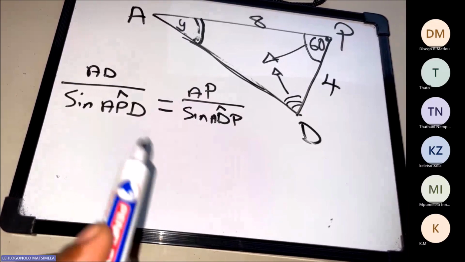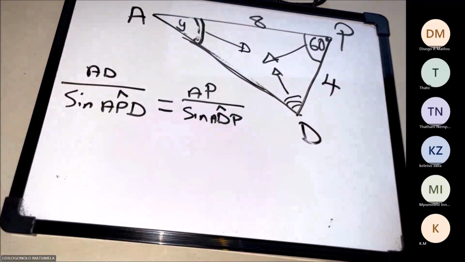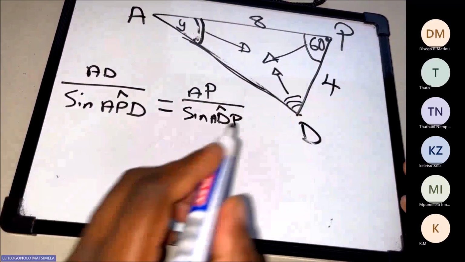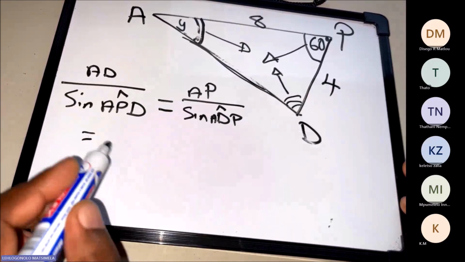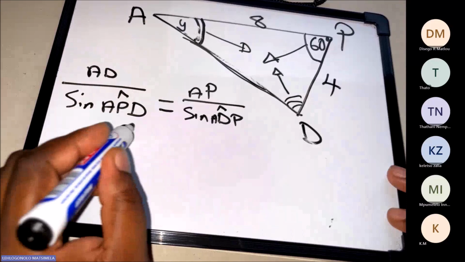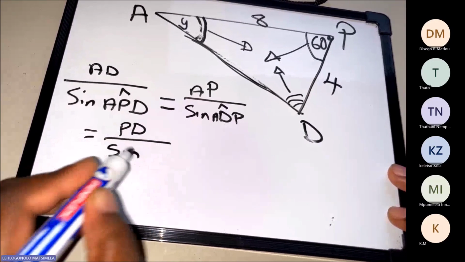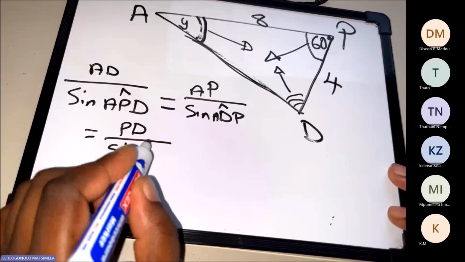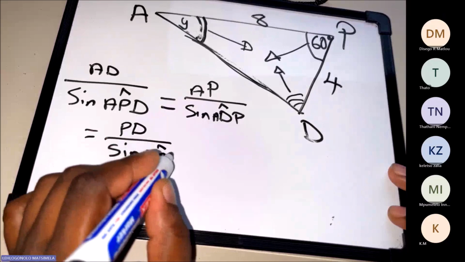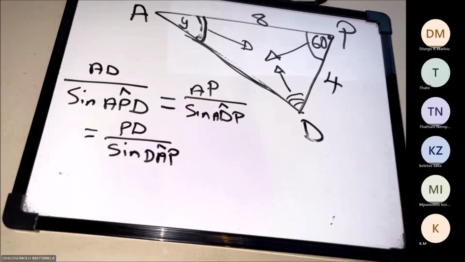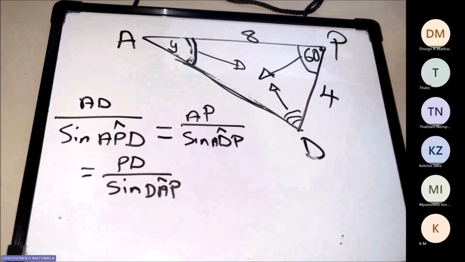Then the remaining is angle at A, which is Y. Draw an arrow again facing the side. It's facing side 4, which is PD or DP, so it equals side 4 divided by, or it is opposite to, angle Y, which is angle DAP. Now, this is my sine rule formula for this small triangle.